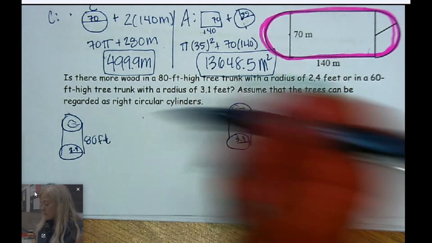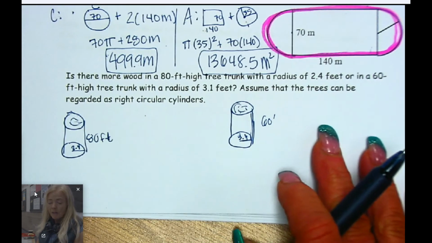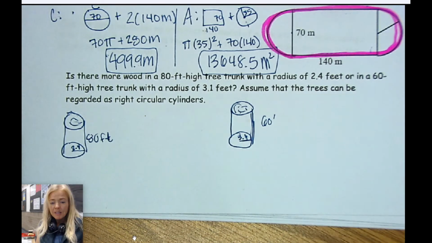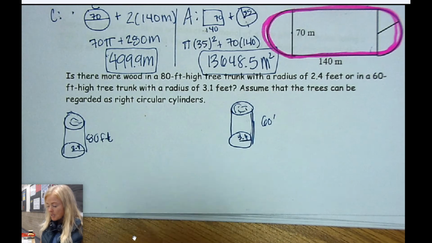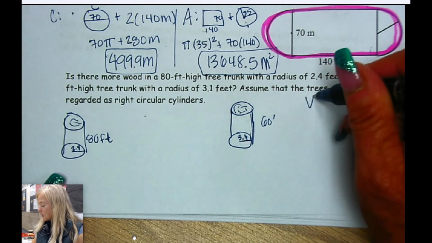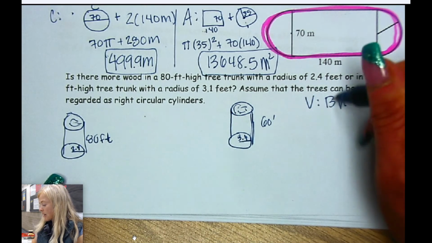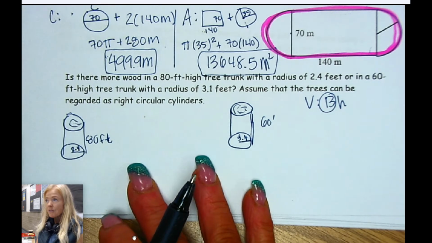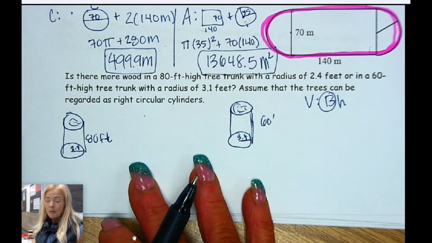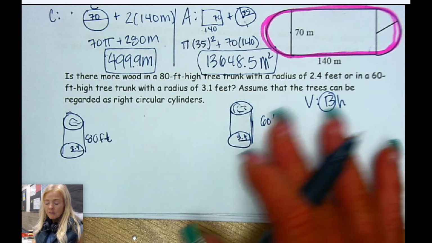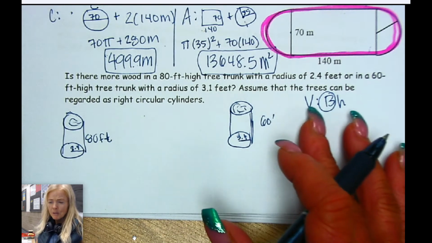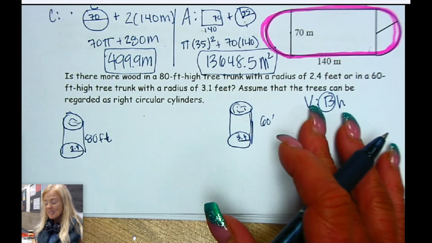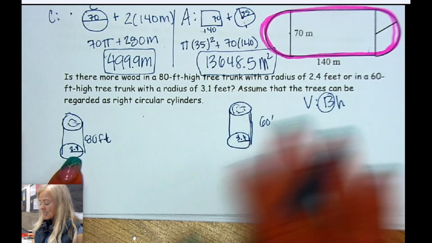So what we're going to use is our volume formula. Now, volume is a little bit different depending on what the base is. Usually your volume is the area of the base times the height. And that area of the base is different depending on if it's a cylinder like these are, or if it's going to be a rectangular prism or whatever. But the formula for volume is always the area of the base times height. So that's how I always remember.